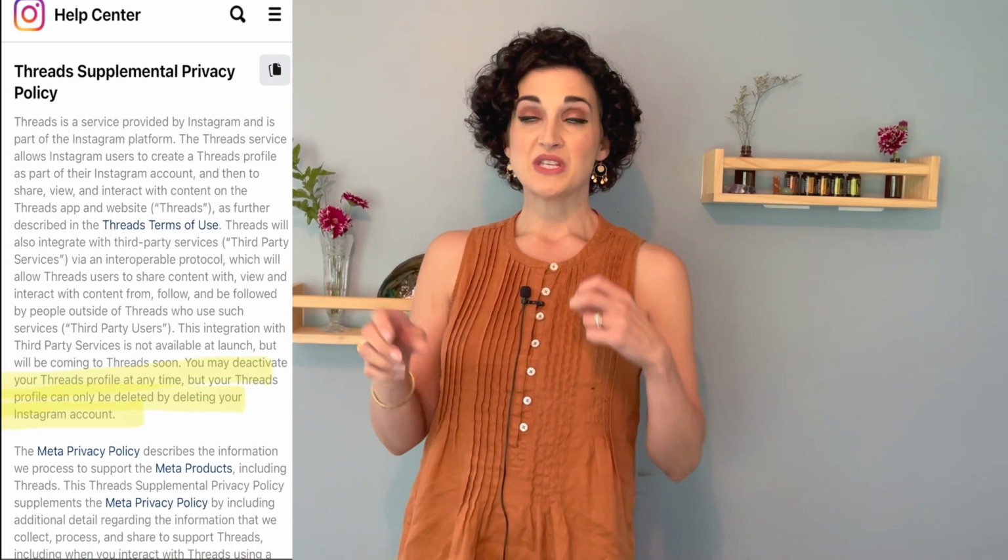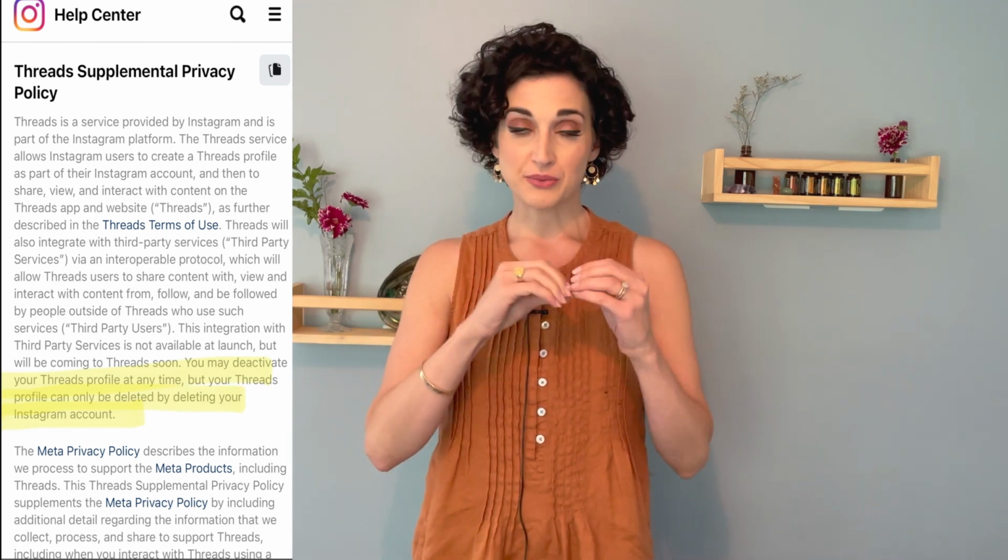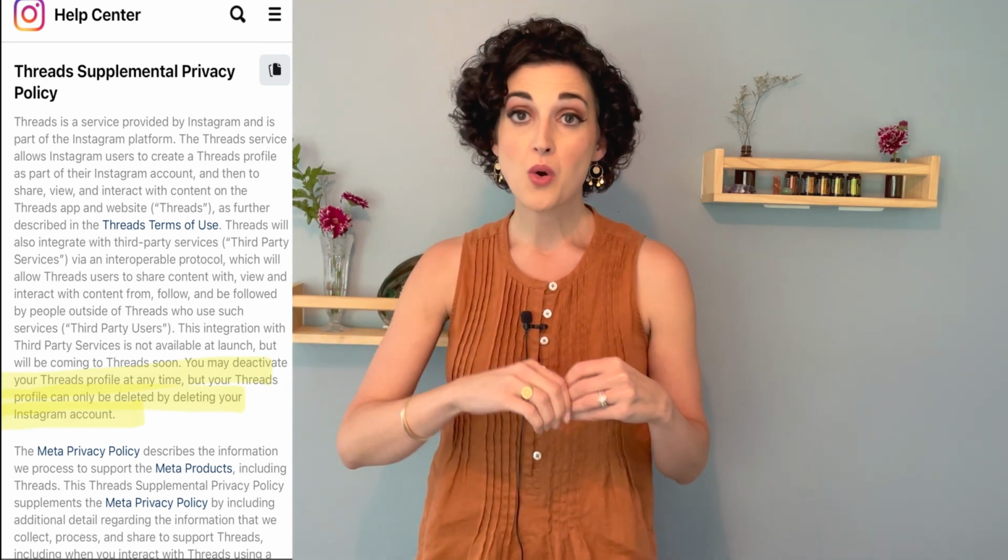But there are deletion limitations, and we have to jump over to the privacy policy to see that. Basically, when you deactivate your Threads profile, your profile is no longer able to be viewed, but it still exists on Threads servers. Your Threads content will only be deleted from the servers if you actually delete each piece of content, or if you delete your entire Instagram account. Not just deactivating your Threads account, deleting your entire Instagram account. So that's how stuff can disappear from their servers.